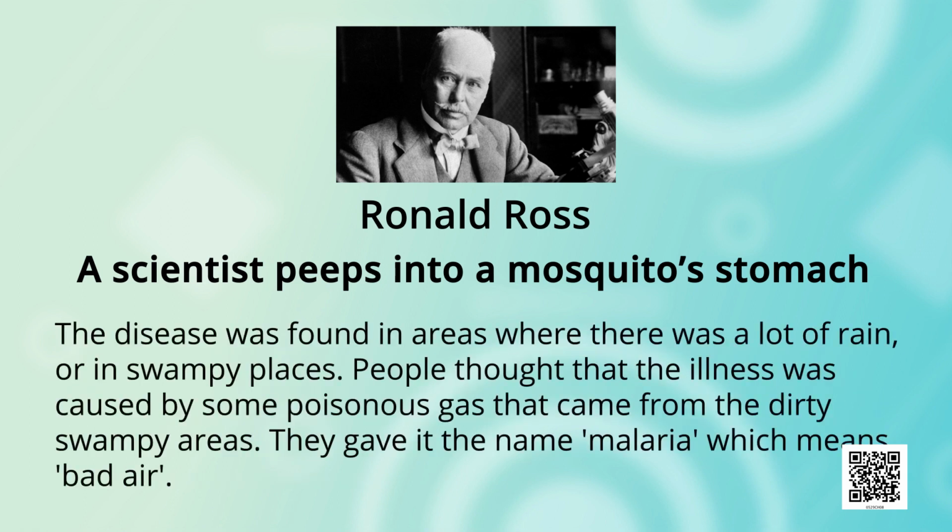The disease was found in areas where there was a lot of rain or in the swampy places. People thought that the illness was caused by some poisonous gas that came from the dirty, swampy areas. They gave it the name malaria, which means bad air.